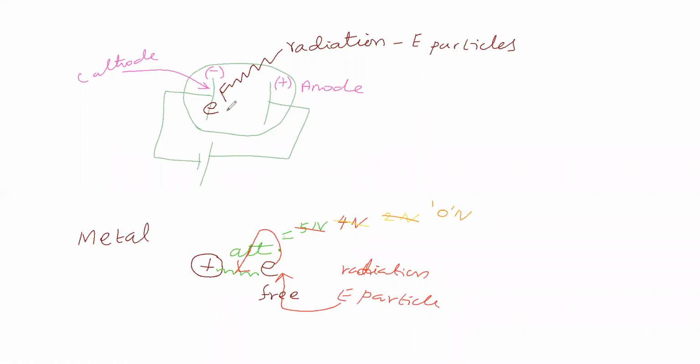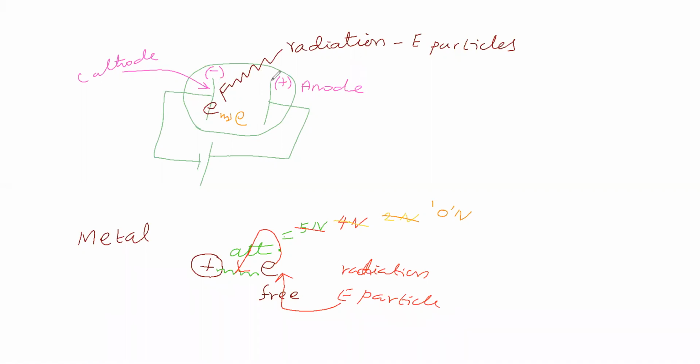So now we will see. This electron comes out from the metal atom. So from this cathode, electrons come out. The electrons that came out carry negative charge.